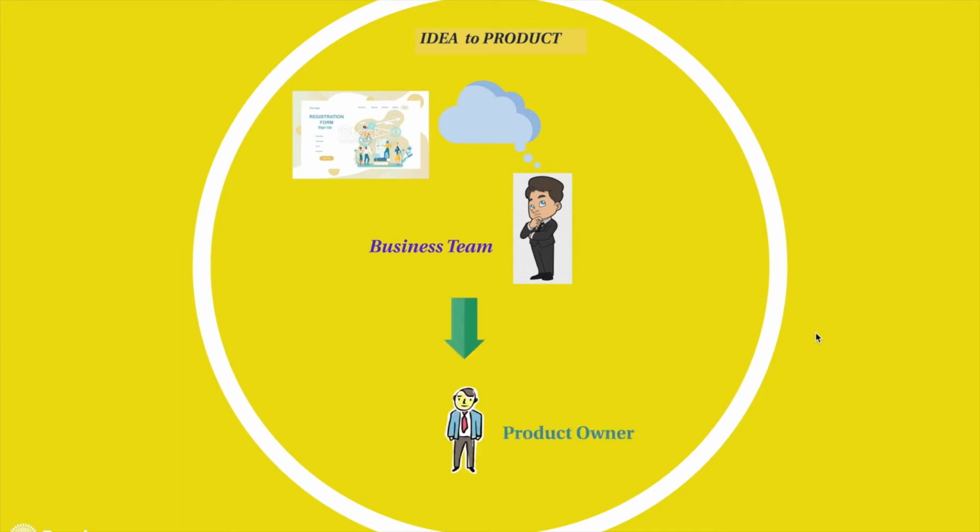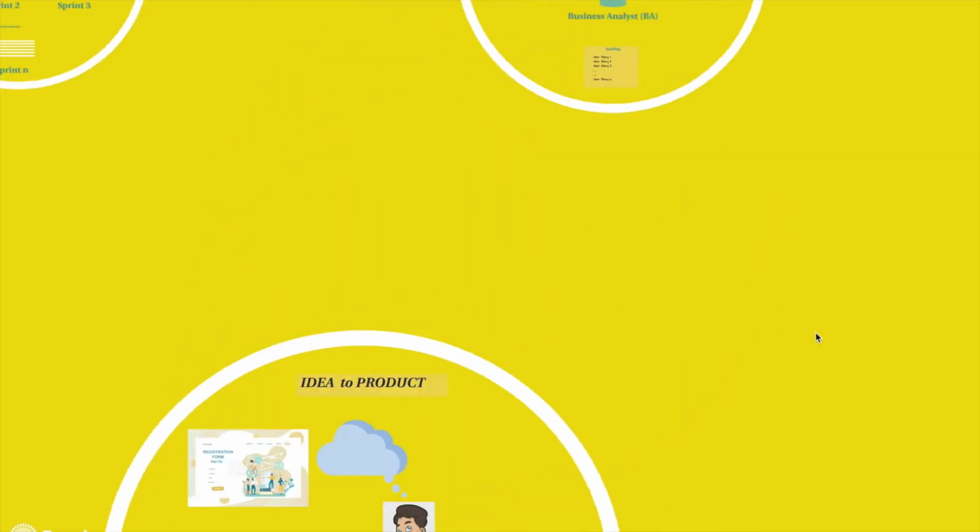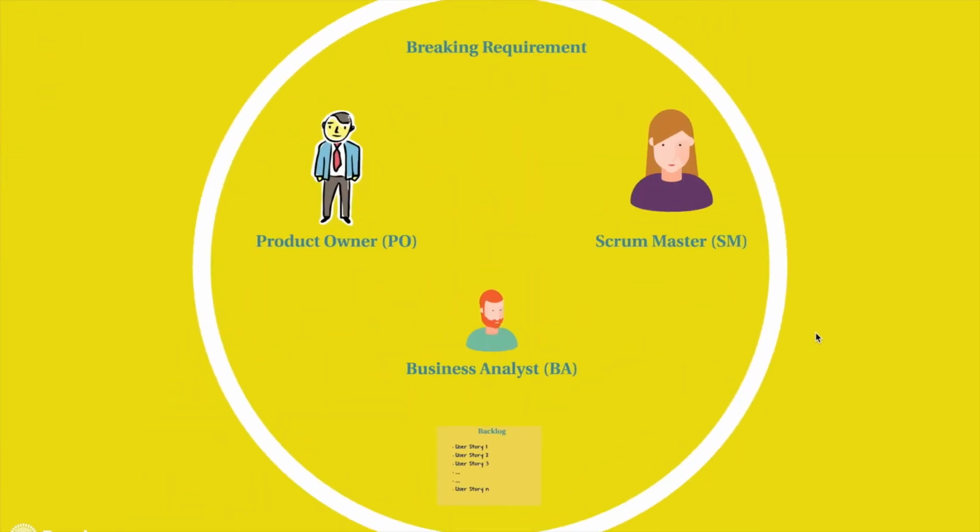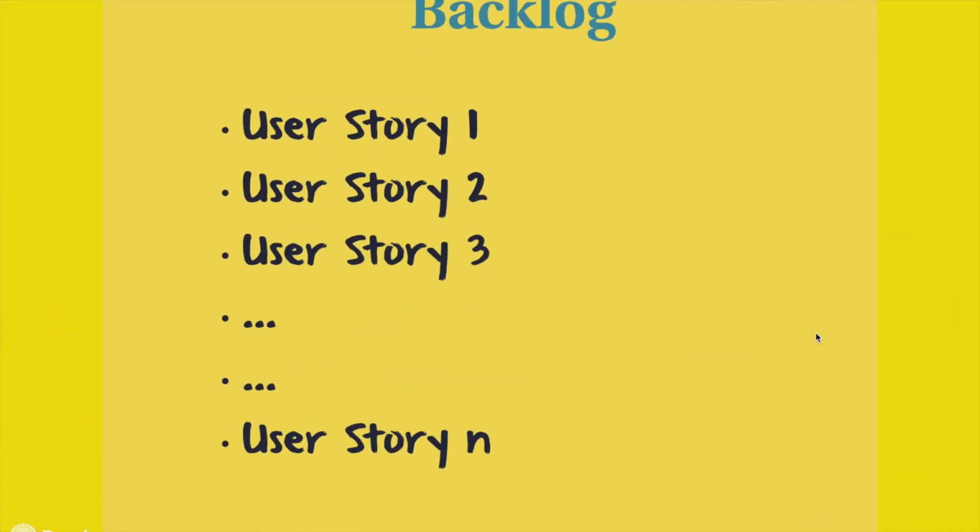The product owner is going to understand the requirement from the business, and the product owner is going to discuss the requirement with the business analyst, and with the help of the Scrum Master they are going to write user stories or start building the backlog. What is a backlog and what is a user story?